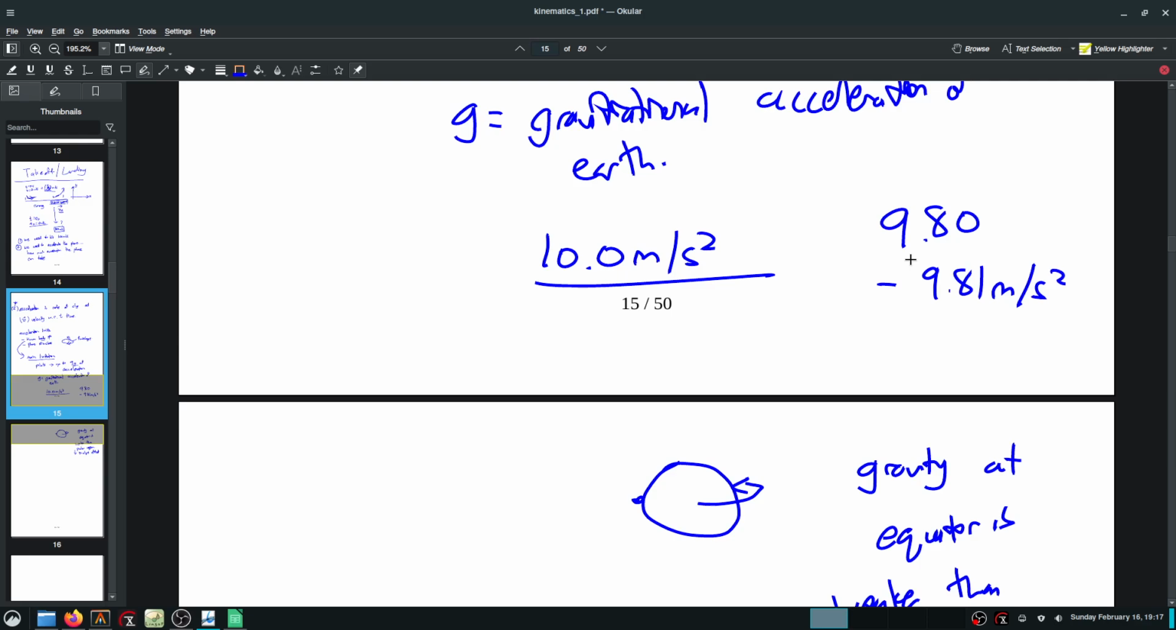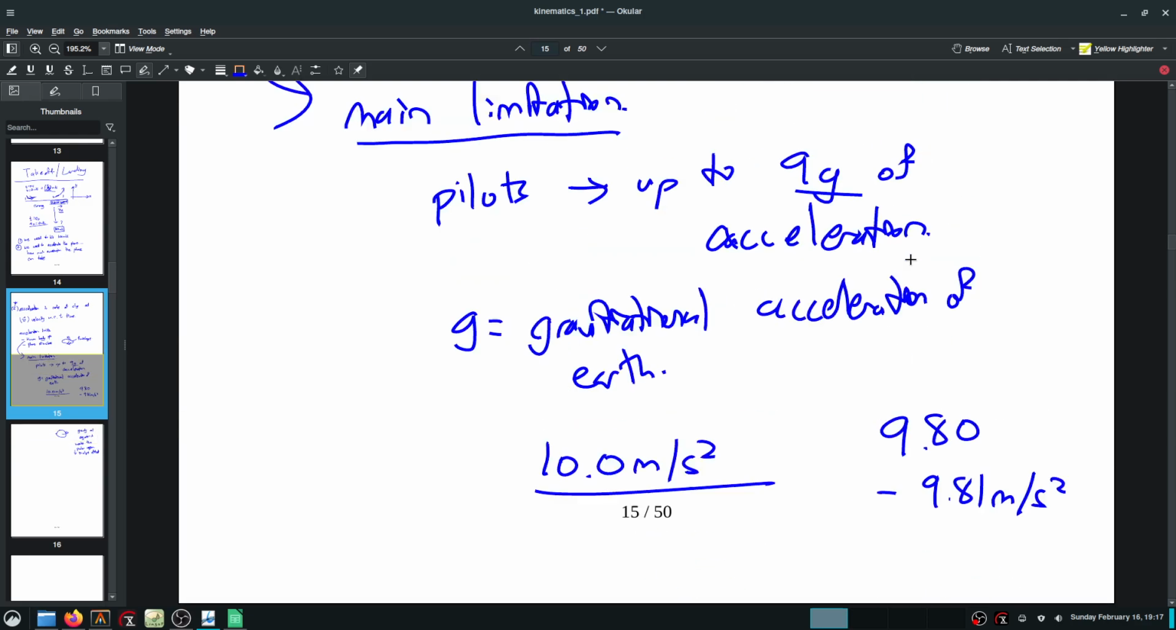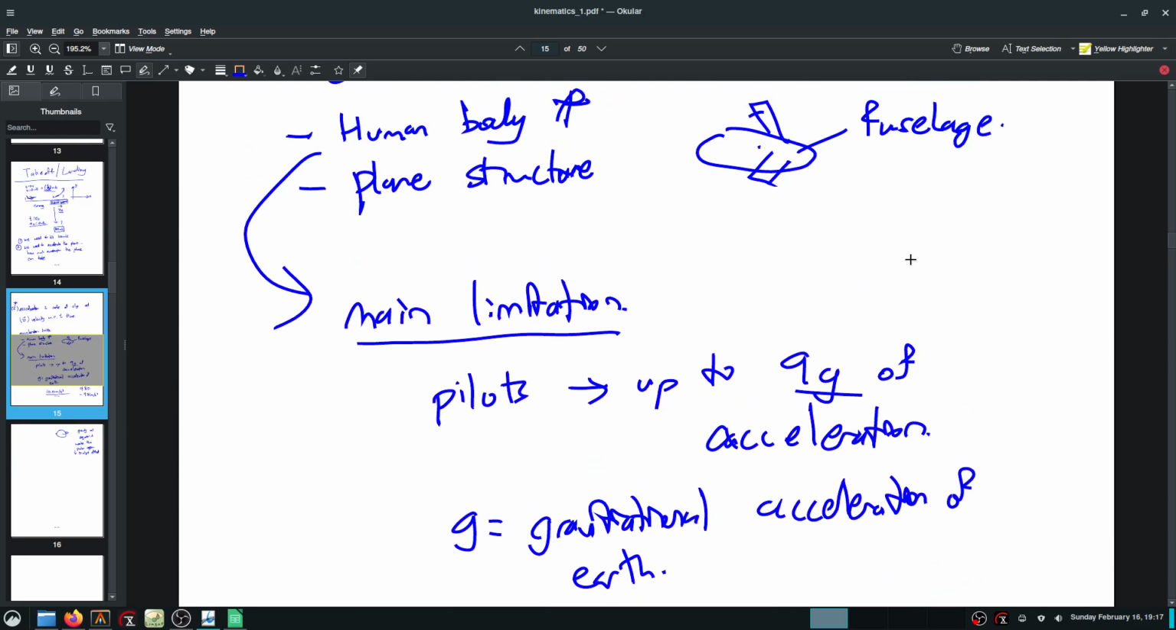Again, I could be wrong because I'm taking stuff from memory. My memory could be wrong, but this is if I remember correctly. Again, you have Google, AI, go and search. Nowadays it's like that, so expect that. So pilots can take up to 9 Gs of acceleration. So what's 9 G? 9 times 9.81 or 9 times 10. 90 meter per second square. This is the upper limit.